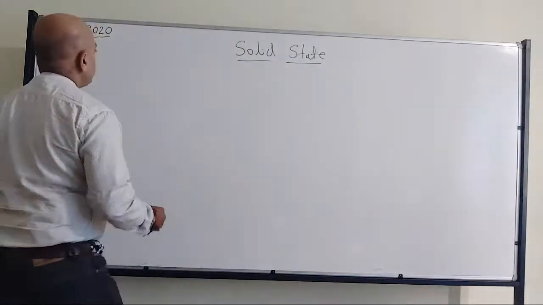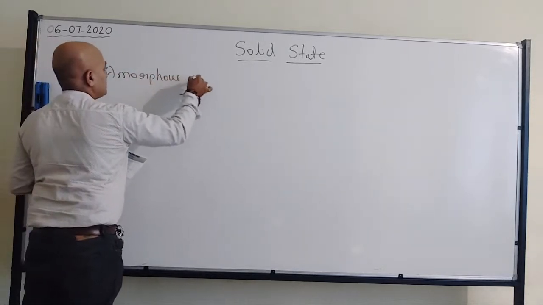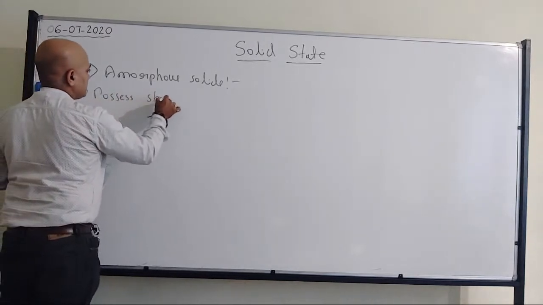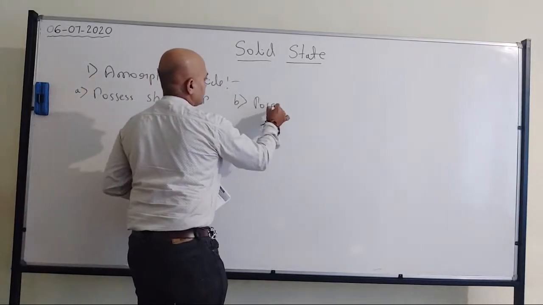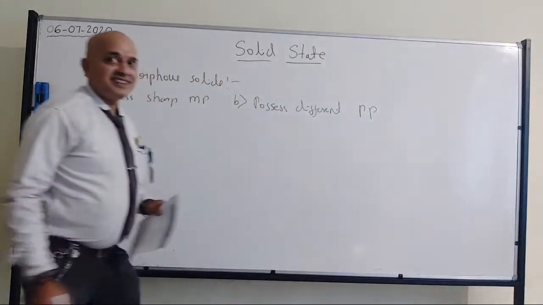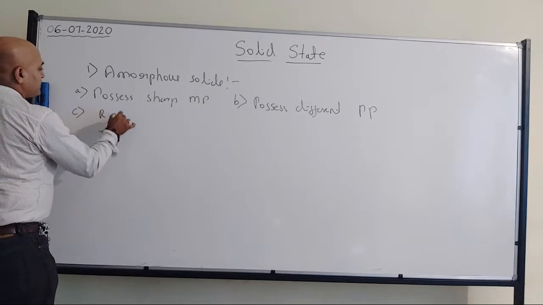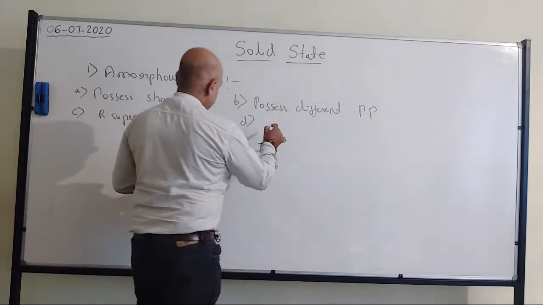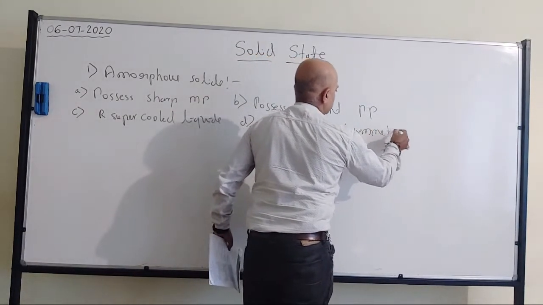Now, the first question here is: amorphous solids. First one, possess sharp melting point. I will be writing it as MP. Possess different physical properties. I will write it as PP. Then, are supercooled liquids. Then the final one is possess crystal symmetry.